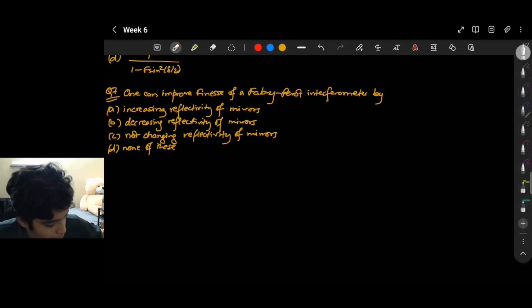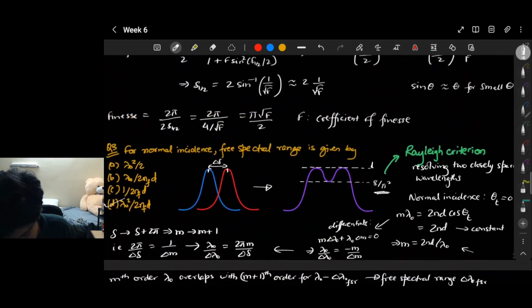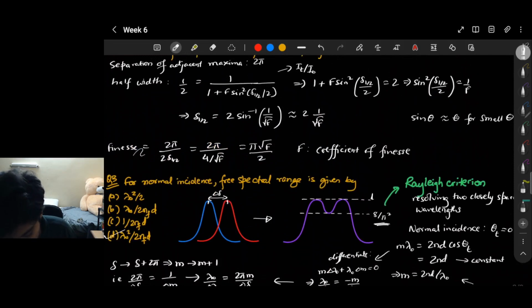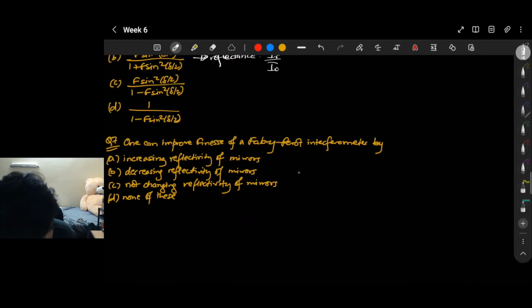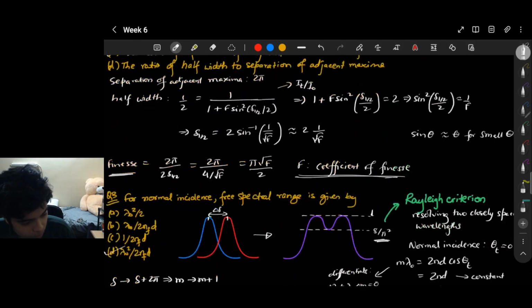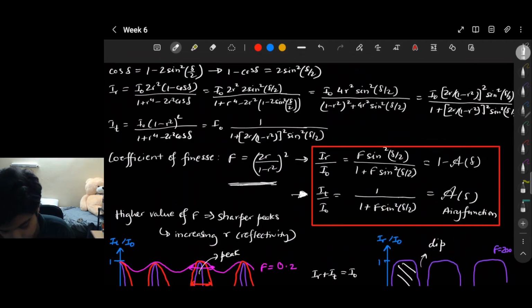Okay, so let us now discuss the answer. As discussed earlier, I had shown that finesse is different from coefficient of finesse. This is finesse and this is coefficient of finesse, and this is the relation. Let me write it over here again. So finesse is equal to pi root F by 2, where F is coefficient of finesse, and F is in turn 2r over 1 minus r squared, whole squared. This was seen in the first question. Where is it? Yes, over here, this coefficient of finesse.